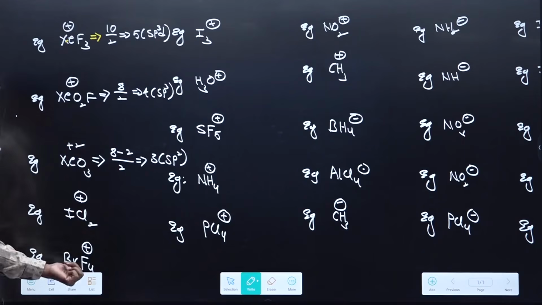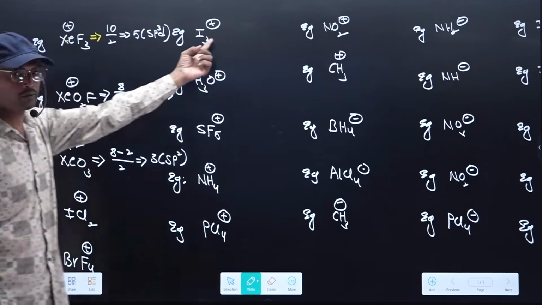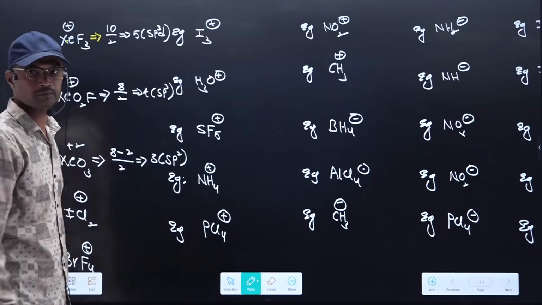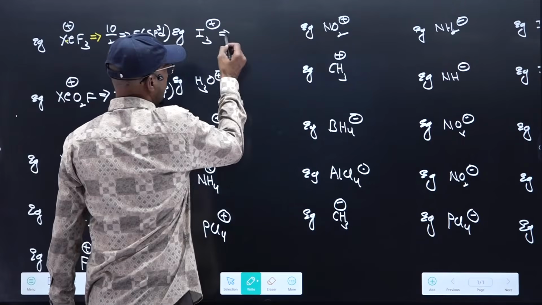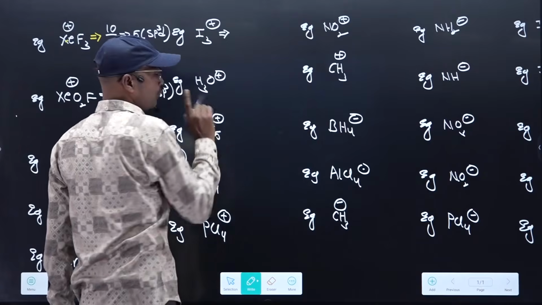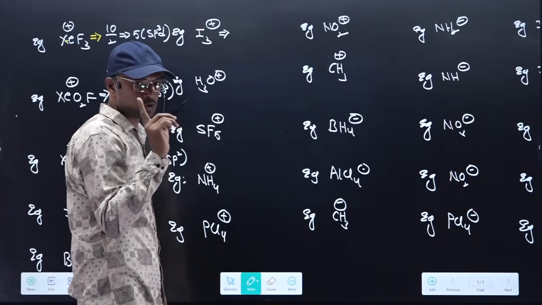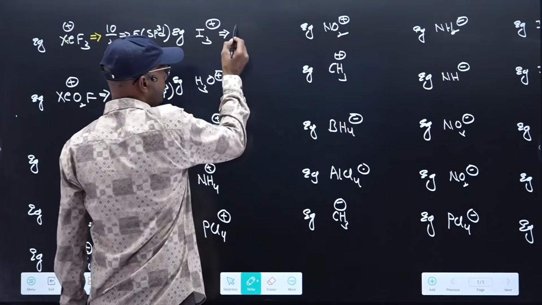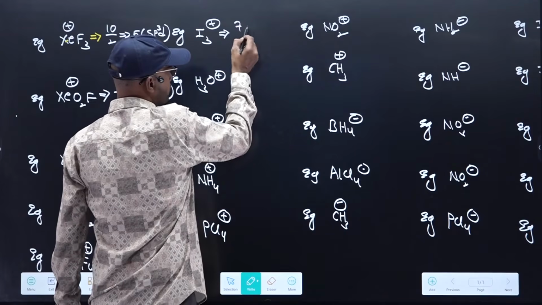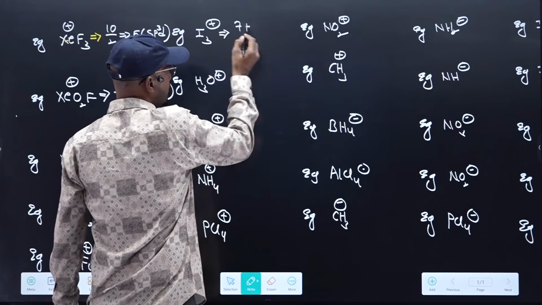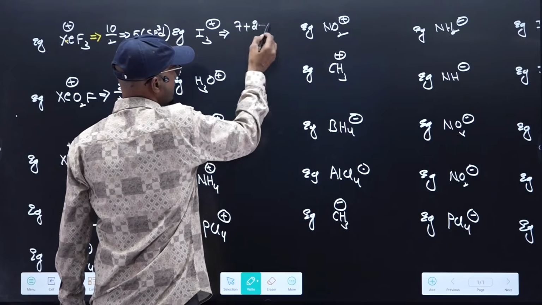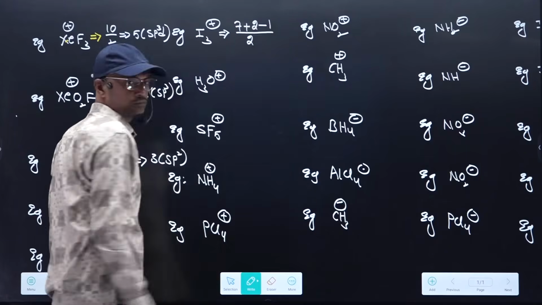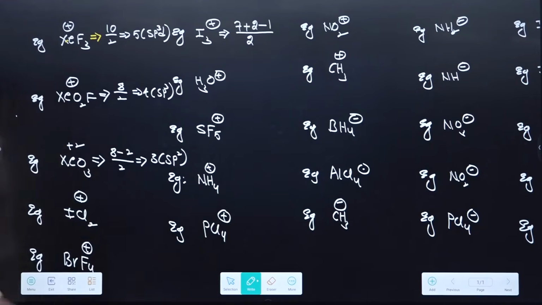Will you work out the remaining all? See, this is an important one. What is the hybridization of I3 plus? How many iodines are present? 3. One iodine is in the middle, or not? One should be taken as reference. The remaining 2 are connected to that iodine. So one iodine is 7, plus how many monovalent other than 1? The remaining 2 are there, that is 2. Plus 1 is there. Write down minus 1 by 2. 9 minus 1, 8 by 2, 4, sp3.